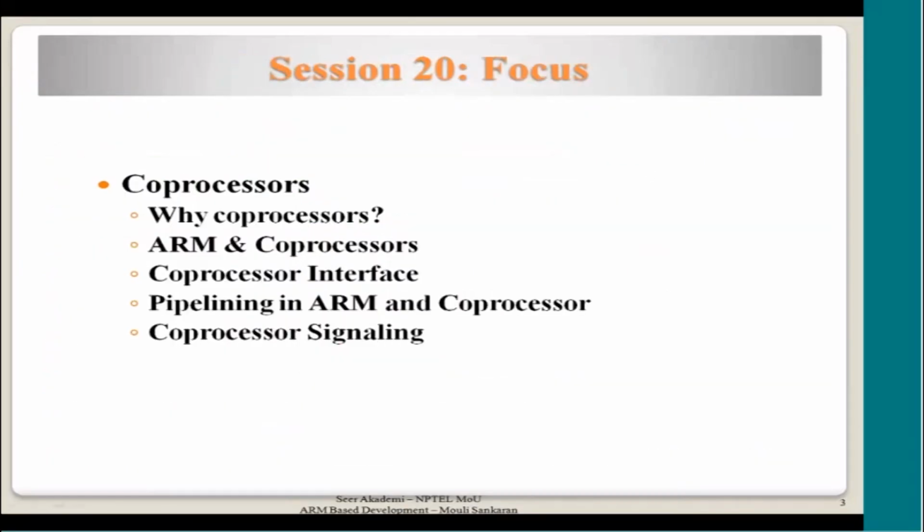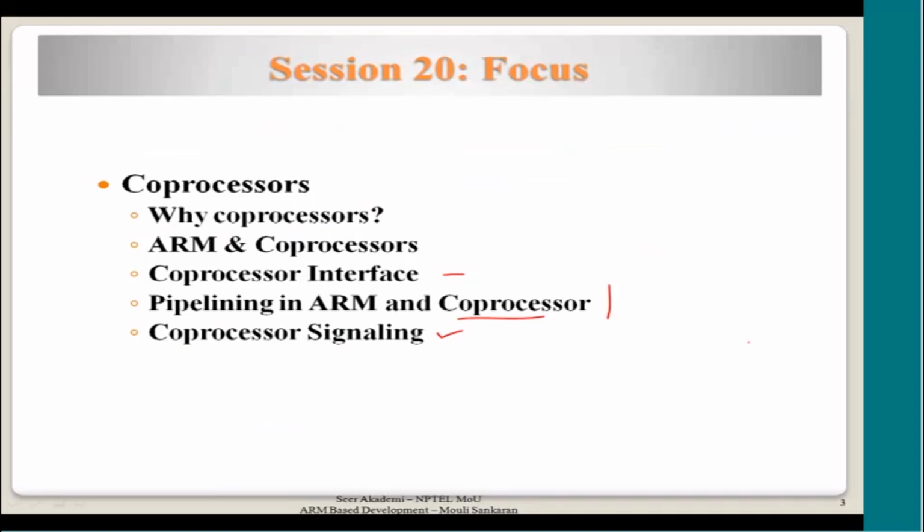Okay. Now let us see. Let me take the pen back. So these are the topics which are going to be covered today. Why we need coprocessor, and then how ARM and coprocessors are connected to each other. What are their interface and what are the signals they exchange between them, and then we will touch upon pipelining in the ARM, and how is it connected to the coprocessor, and whether it has a pipeline. Those details we will be covering today.